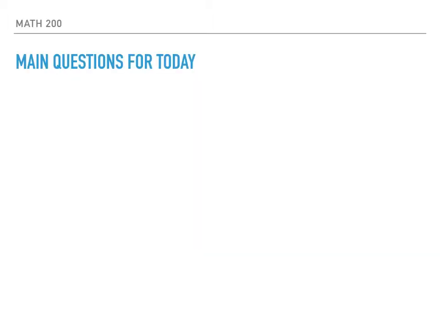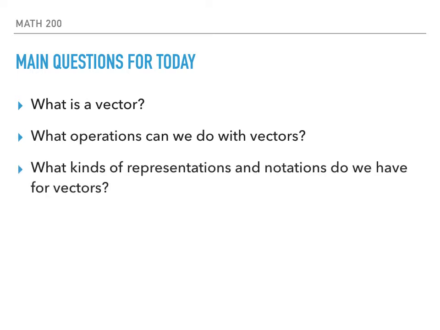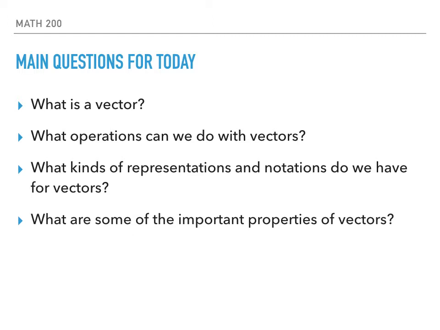The main questions we're going to ask today are, for those of us for whom vectors are a new thing, what is a vector? What are the operations that we can do between vectors? What kinds of representations and notations do we have for vectors? And what are some of their properties? Okay? And then at the end, we'll do an example with some applications.